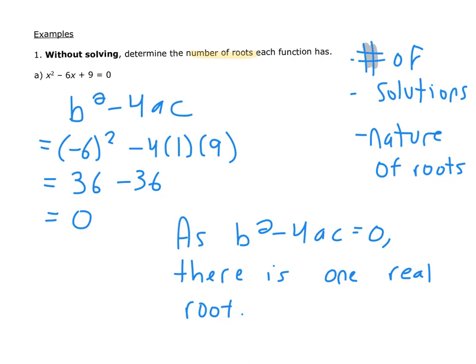So then I will state that as the discriminant, b squared minus 4ac equals 0, there is one real root. To get full marks, I have to evaluate the discriminant and then interpret it. State if the discriminant is equal to 0, greater than 0, or less than 0, and then what does that mean? How many roots are there? In this case, there's one real root. You could also word it as one real and equal root or one repeated root.